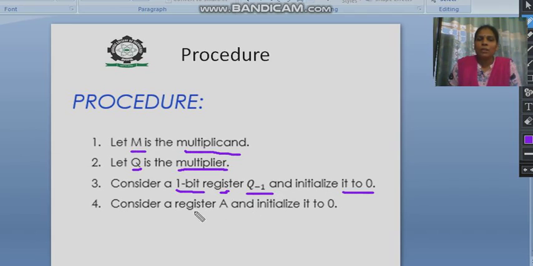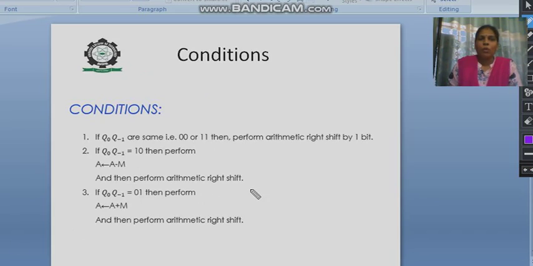And we need to consider a register that is A. Again, it is known as the accumulator register. You know very well about the accumulator, and it is also initialized with 0. So this is the procedure we need to follow: M, Q, Q minus 1 and A. Now the different conditions we need to follow in Booth's algorithm.